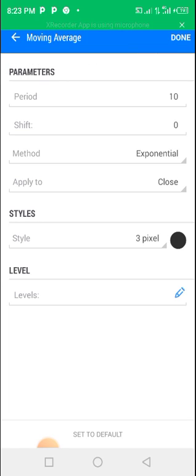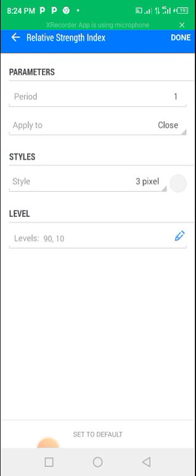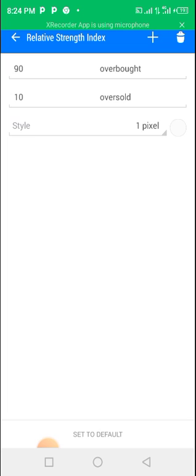After that, you click done and you go back to your indicator window. This time it will be on indicator window 1. You have the relative strength index, period 1, apply to close, style 3 pixel, levels 90 and 10. The level 90 is the overbought level, and the level 10 is the oversold level. Please take note: the level 90 is the overbought level, the level 10 is the oversold level.